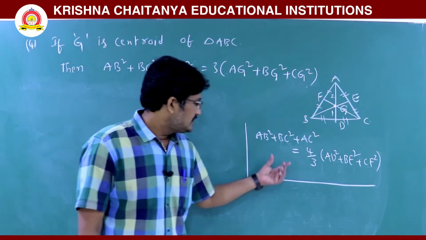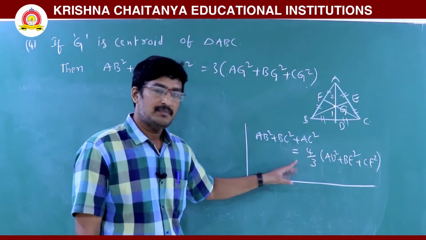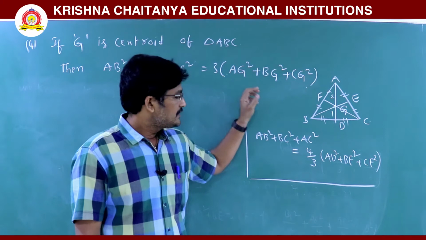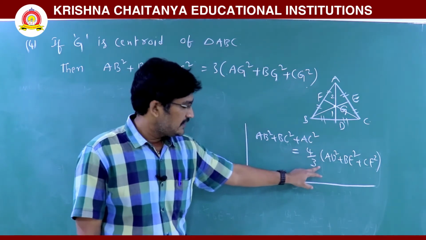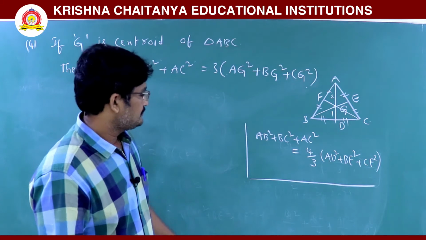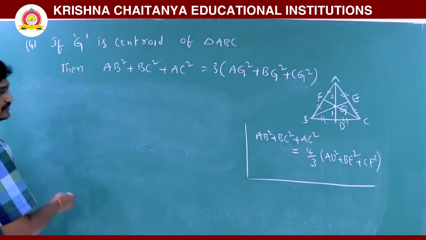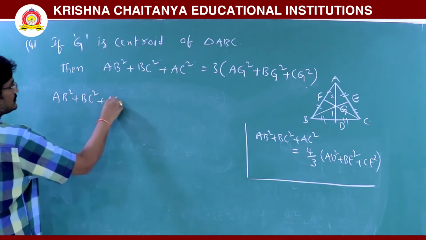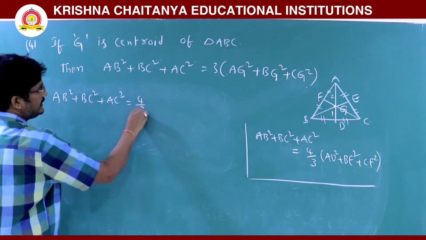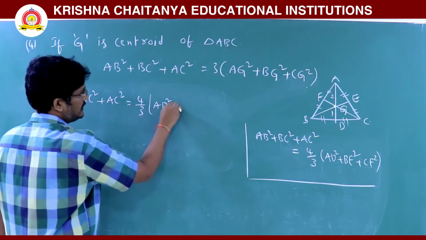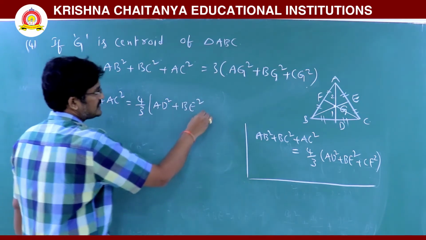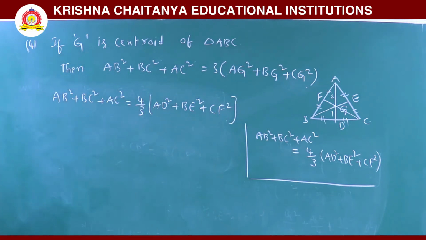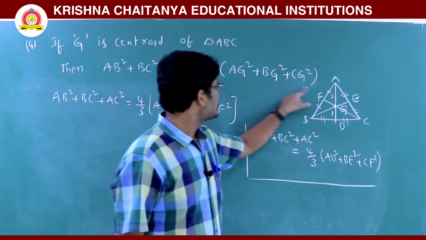Okay. So, it is also very, very useful. You have to remember this one also. We need to prove AB square plus BC square plus AC square equal to this one, so we have to concentrate on the right hand side. I am repeating it here: AB square plus BC square plus AC square is equal to 4 by 3 times of AD square plus BE square plus CF square. So we have to convert this AD, BE, CF into the terms of AG, BG, CG here.